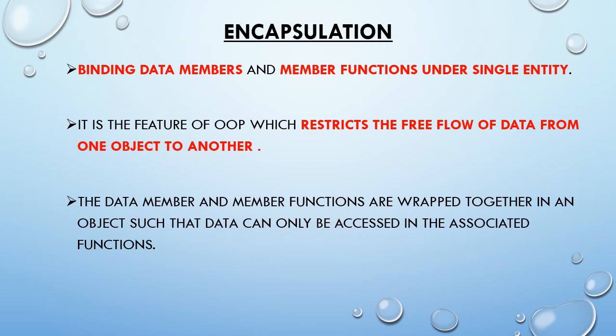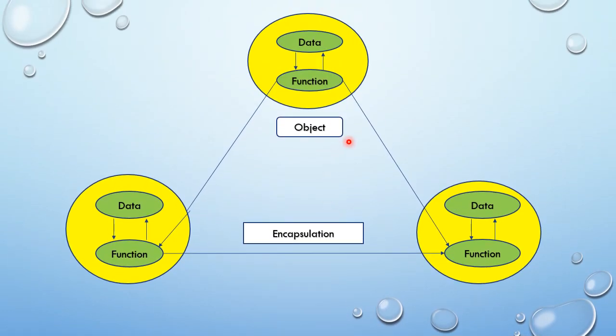These points I will explain through a diagram. So let's see. See, what is this? This is an object. What is an object? Object is a combination of data and function. So data and function we have combined together in a single entity called object, and this data cannot be accessed by this function. This data can be accessed by this function only. Fine. So it restricts the free flow of data from one function to another function.